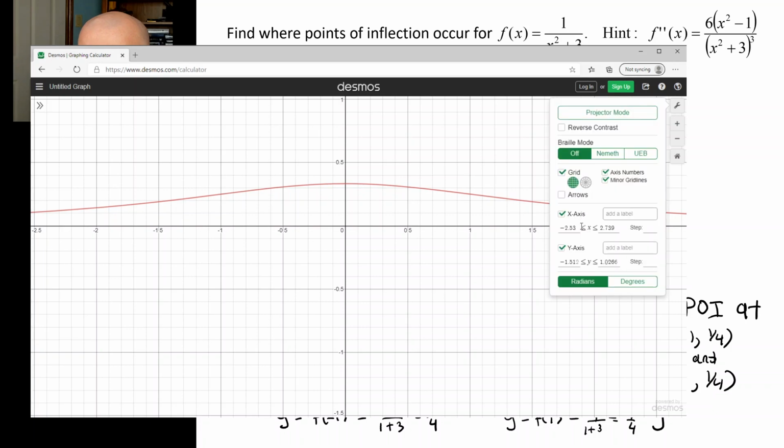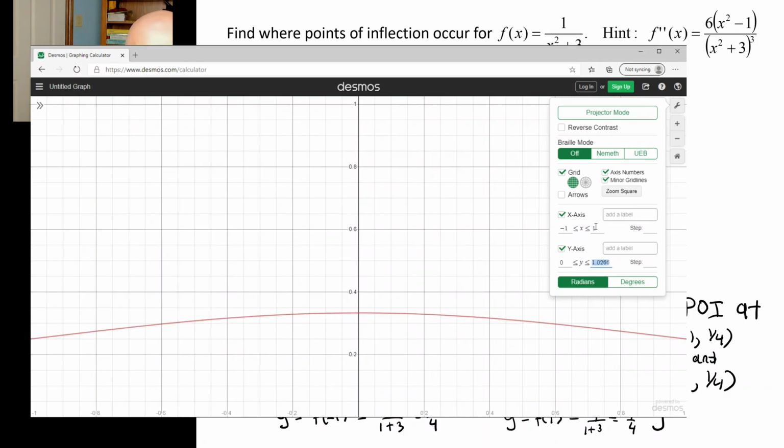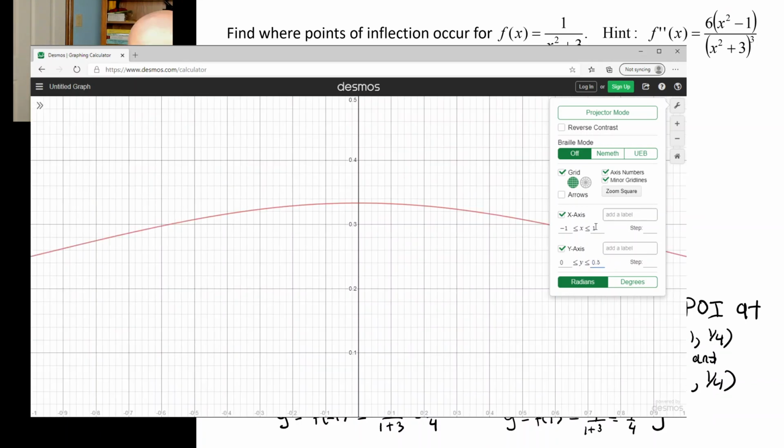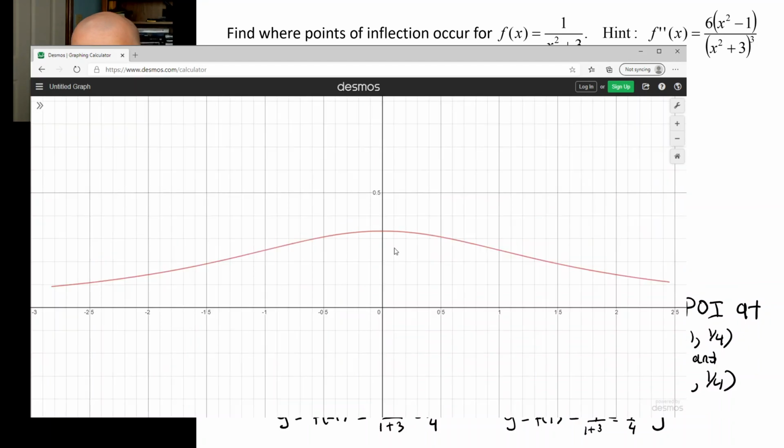So I'm going to go from negative 1 to 1 on the x-axis, and on the y-axis I'm going to go from 0 to 0.5. I'm going to zoom out a little bit. Okay, it's still very hard to tell, but it's concave down from negative 0.25, so from there to there, then it switches to concave up. It's very subtle to tell by looking at the graph where that inflection point is.